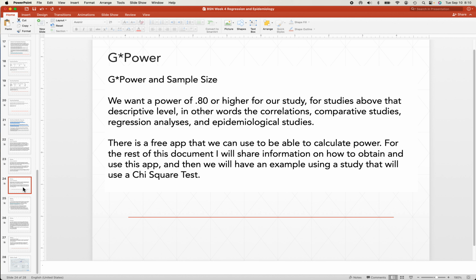And we do power analysis when we're running a correlation study, a comparative study, a regression analysis, or epidemiology studies. If we are working with a descriptive study, we'll do our analysis a different way, and I'll show you that at a later time. But anyway, when we're talking about power, we're talking about studies that are at the correlation level or higher.